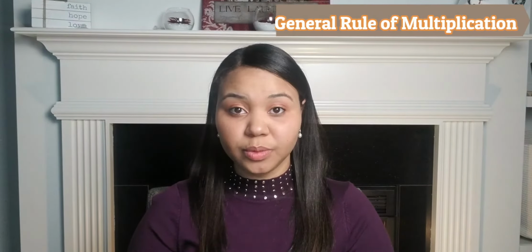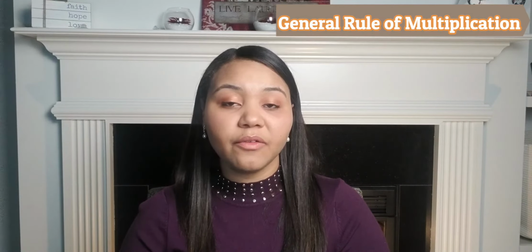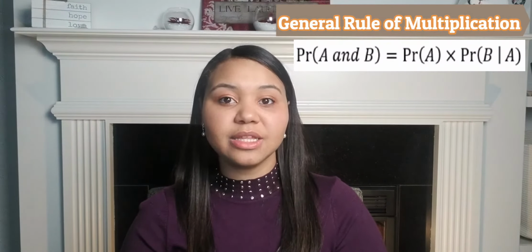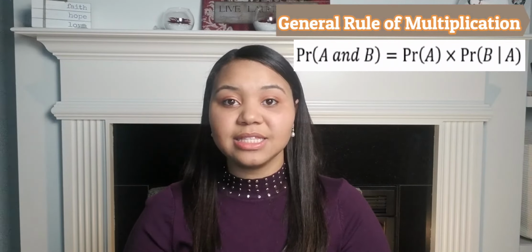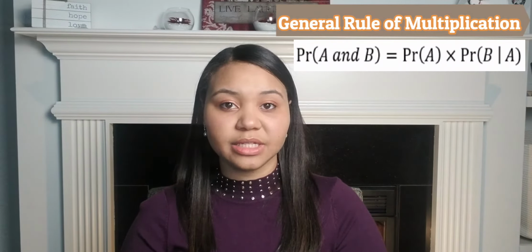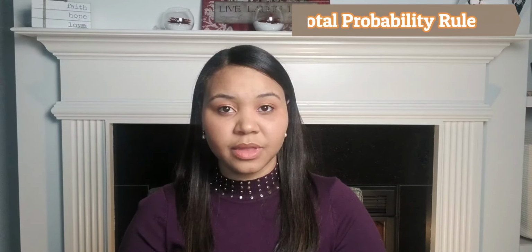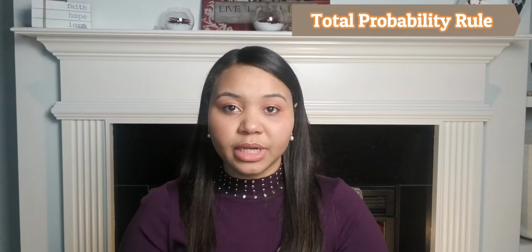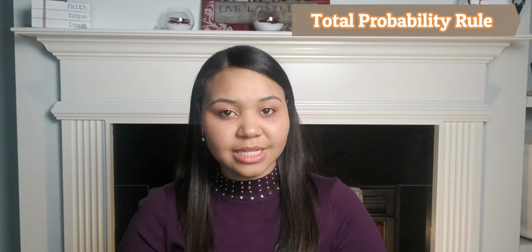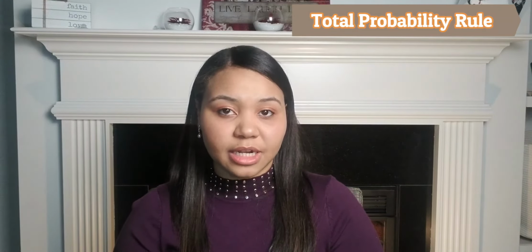General rule for multiplication. For dependent events, we can rearrange the conditional probability rule, which tells us that the probability of events A and B occurring is the probability of event A times the conditional probability of event B given event A. The total probability rule indicates that the probability of an event can be calculated using the known probabilities of distinct events. It determines the unconditional probability of an event in terms of probabilities conditional on different scenarios.